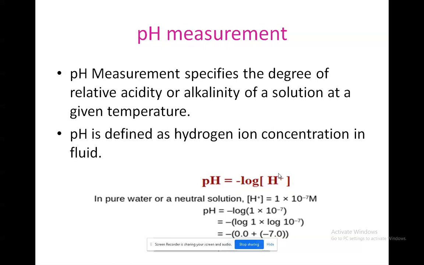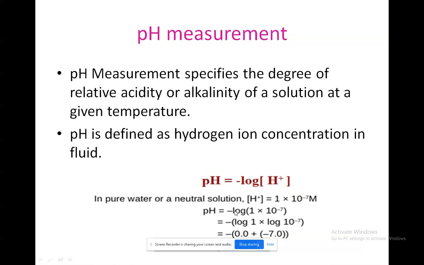So pH is defined as hydrogen ion concentration in fluid. How can we calculate it? The formula for pH is pH equals minus log of H plus. H plus is nothing but the positive hydrogen ion. In pure water or neutral solution, the hydrogen concentration value will be 1 into 10 power minus 7. That will be replaced here, so you will get pH equals minus log of 1 into 10 power minus 7.